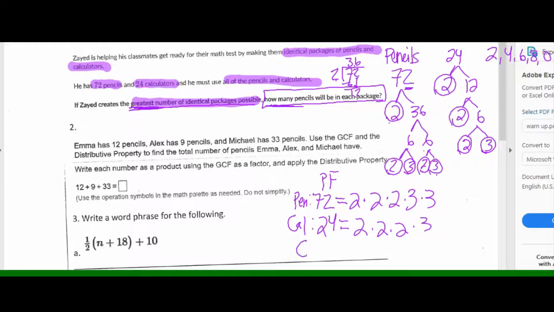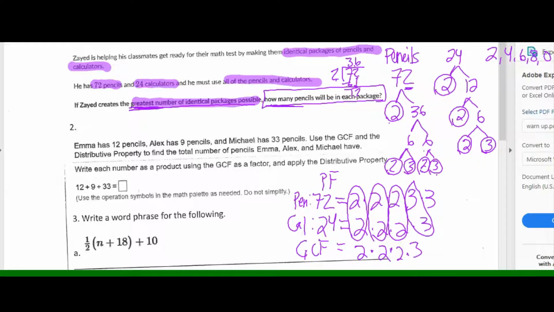Now I can find the greatest common factor. I'm going to circle what they have in common and bring it down so I can factor out a 2. I can factor out another 2 because they both have it in common. I can factor out another 2 because both prime factorizations have this in common. And I can factor out a 3.